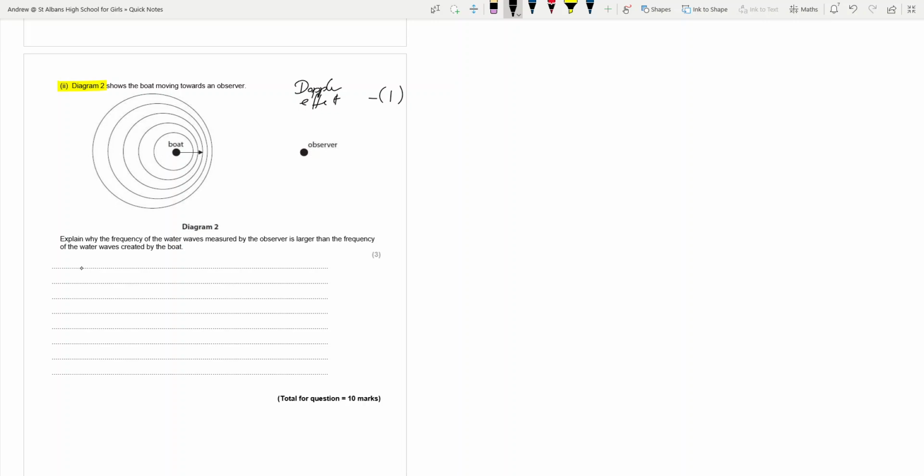Okay, so what we need to say here is that if we look at what's going on here, the observer, the wavefronts have been compressed. Reduced.